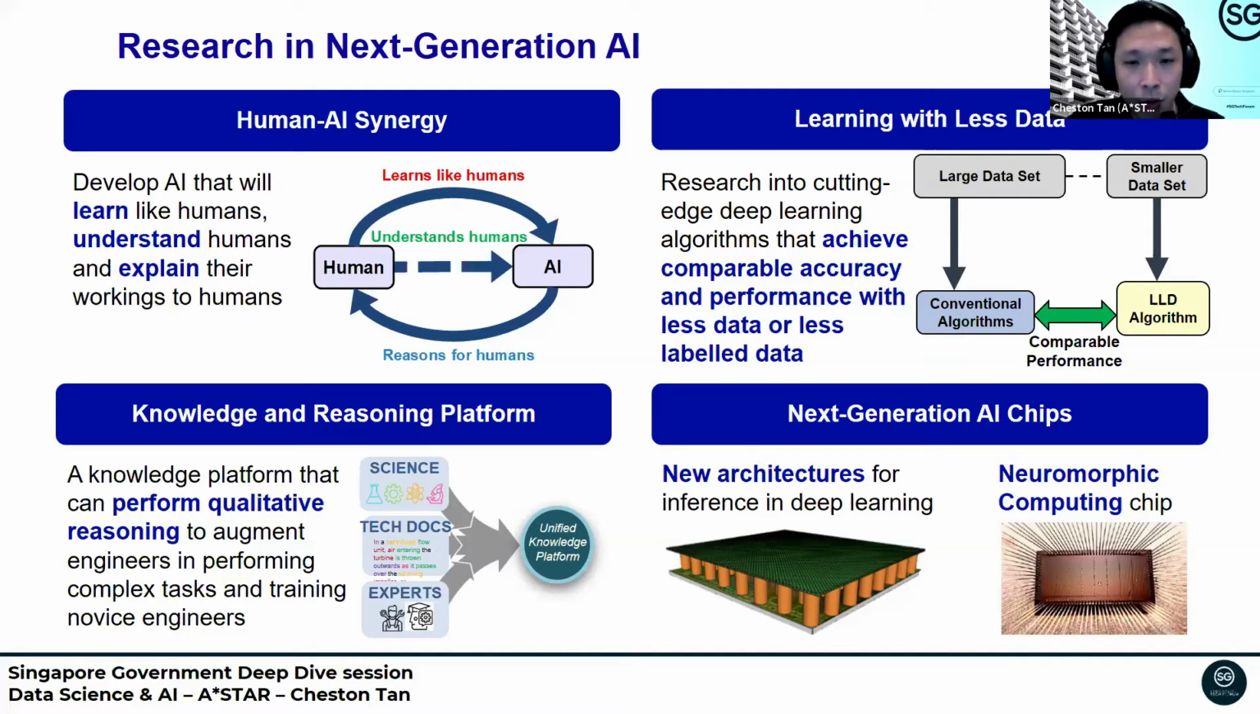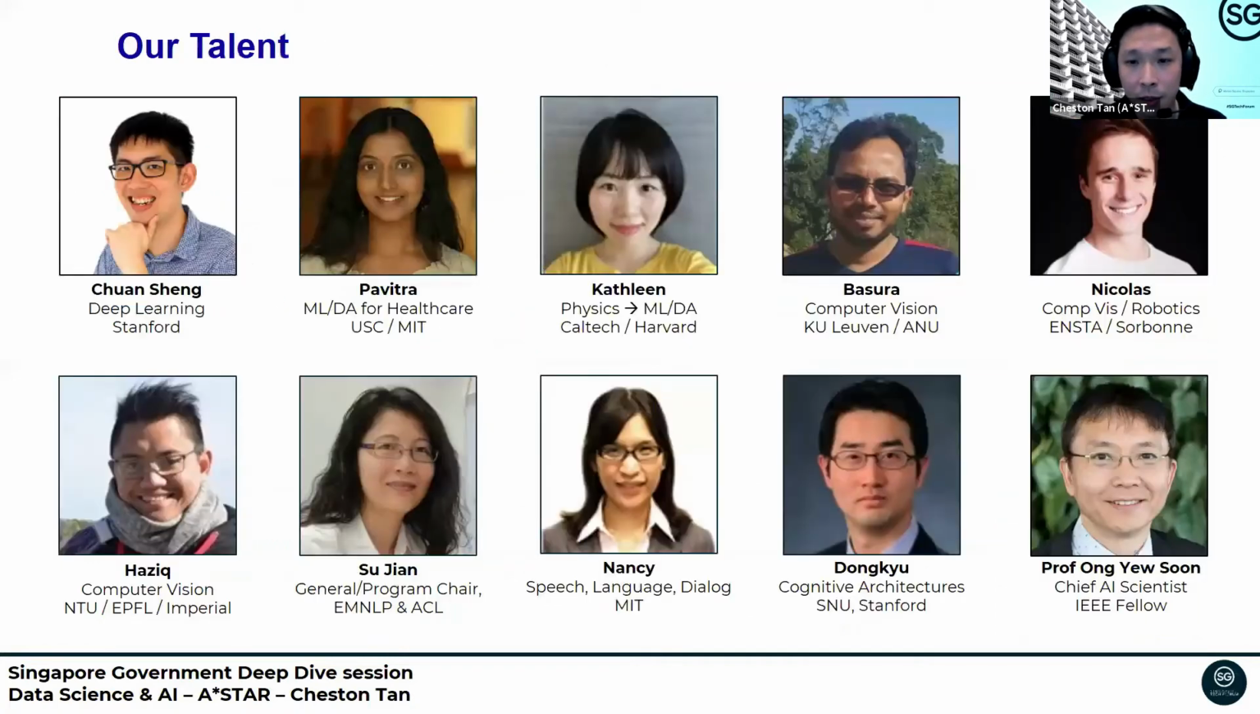Just a brief mention on the other 2 projects. A-Star has several AI chip projects, both from the traditional deep learning approach and also from the neuromorphic computing approach. And lastly, on the bottom left here, this is something that, not sure if everyone's familiar with the term, the good old-fashioned AI. So this is a project that tries to hybridize current deep learning technologies together with good old-fashioned AI technologies in order to have a knowledge platform that, again, is able to explain in ways that humans can understand.